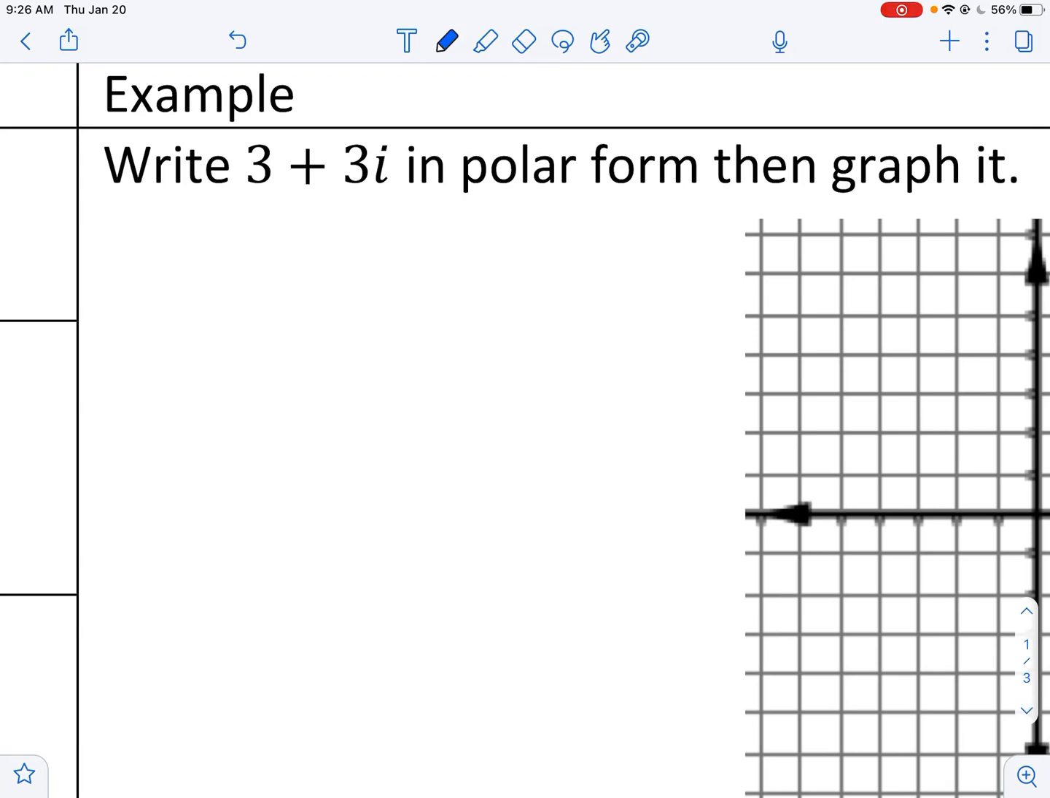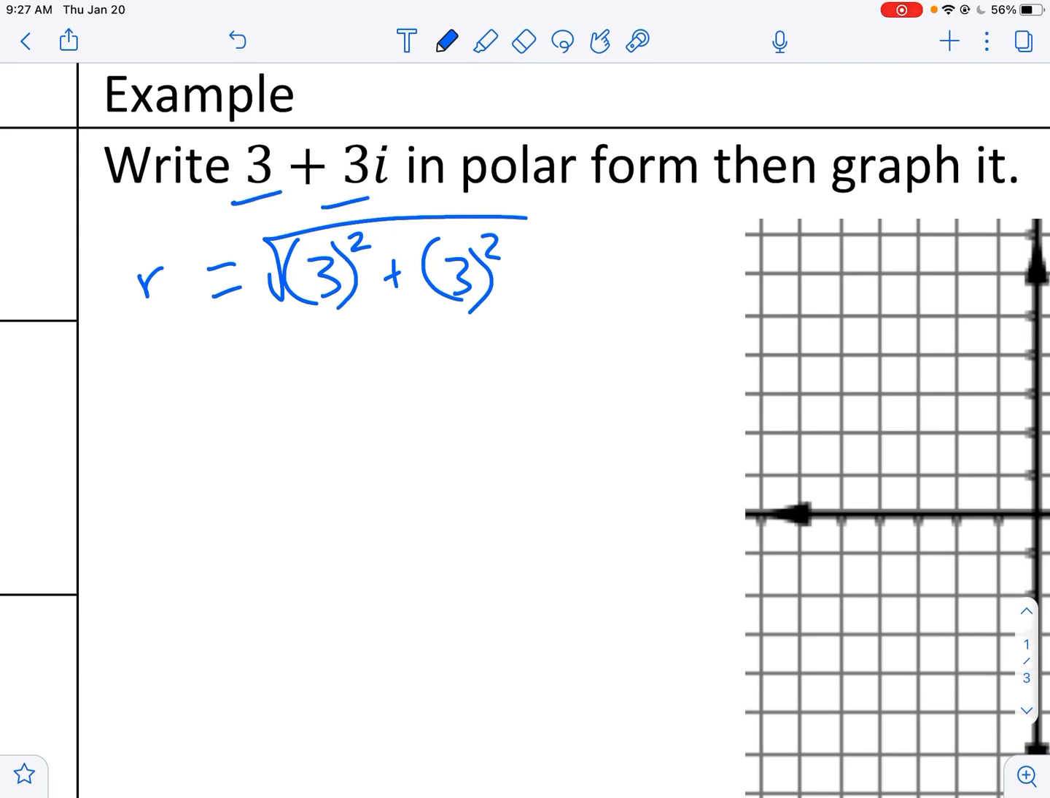Okay, so we need to first get our modulus, or the radius here. And so we're going to do square root of 3 squared plus 3 squared, right? Because we just have 3 and 3. Which means this is just going to be the square root of 9 plus 9, which is 18. And you can rewrite 18 as just 3 root 2. Remember, because 18 is 9 times 2, and 9 is 3 times 3.